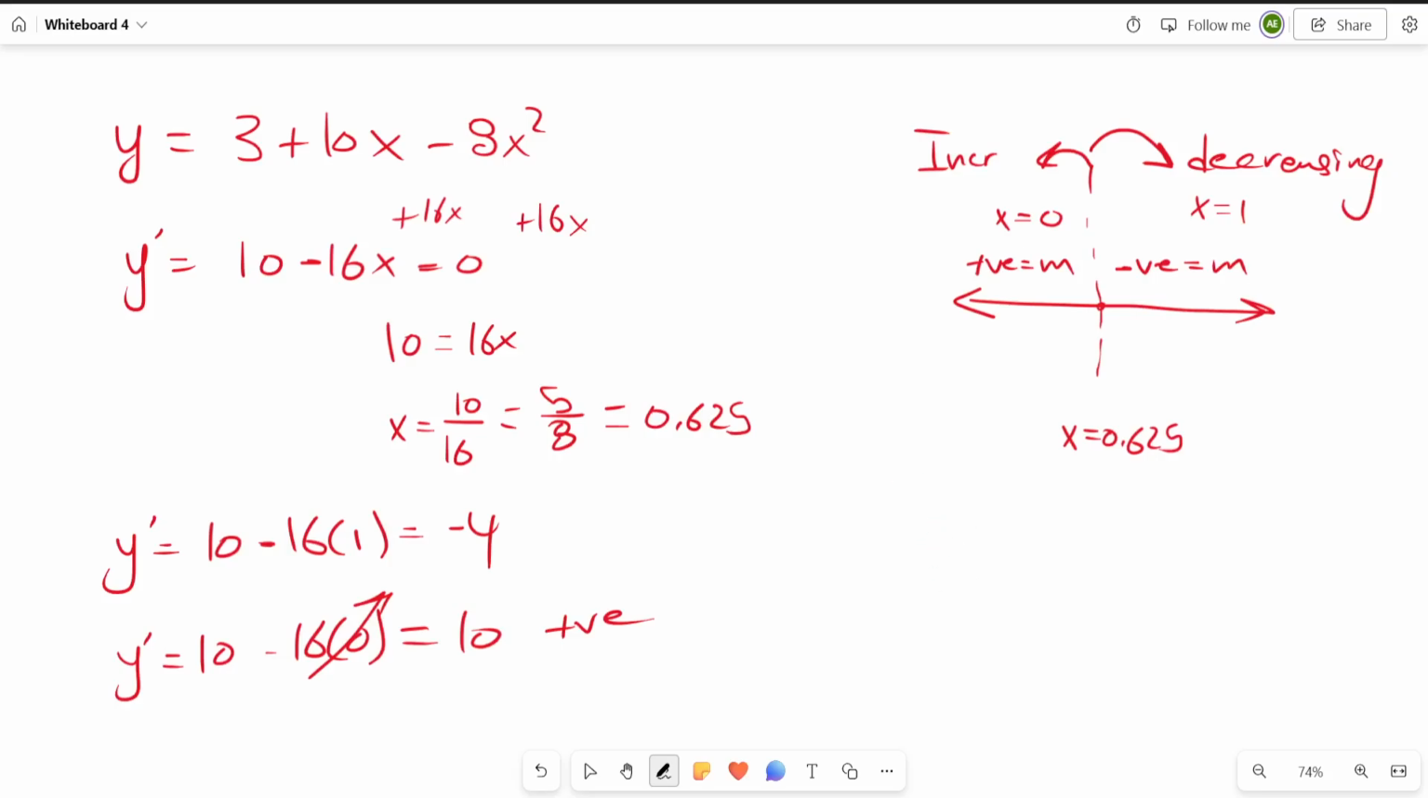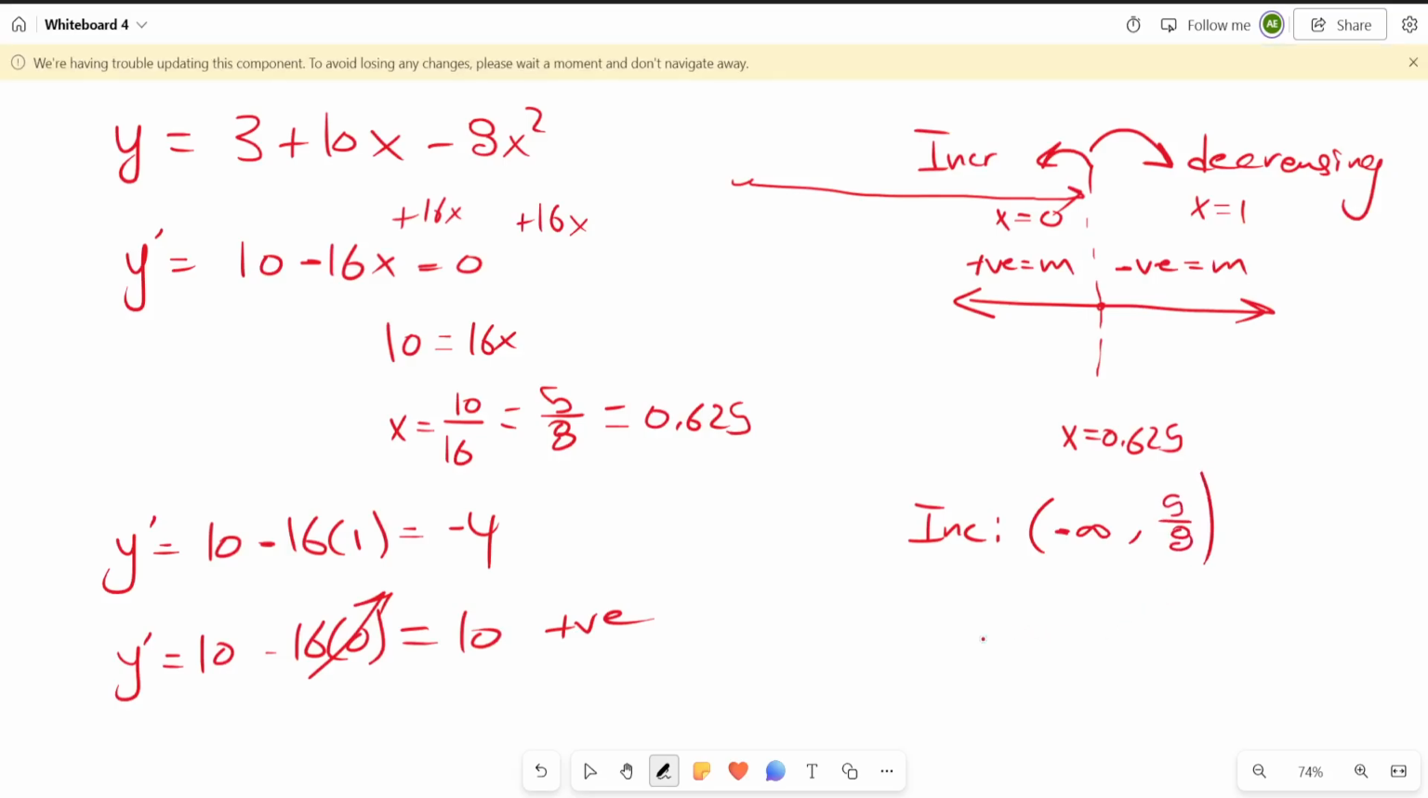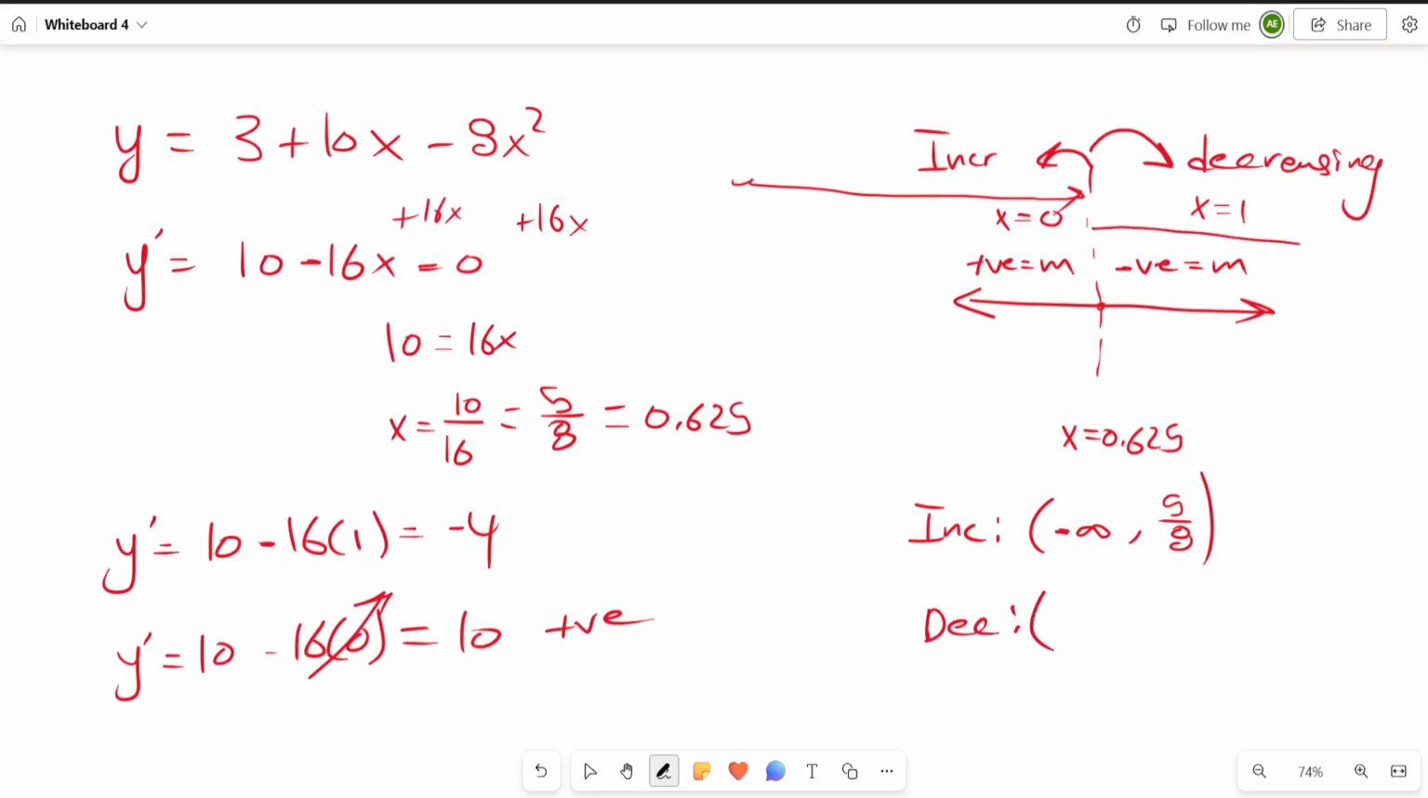To write my interval, my function is increasing from negative infinity all the way to 0.625. So negative infinity to 5 over 8, or 0.625. And it's decreasing from 5 over 8, or 0.625, to positive infinity. So here I can tell that my function was increasing, so it was probably having a positive slope and then a 0 slope, and then it came down. So this gives me a hint that this point over here is a local maximum.